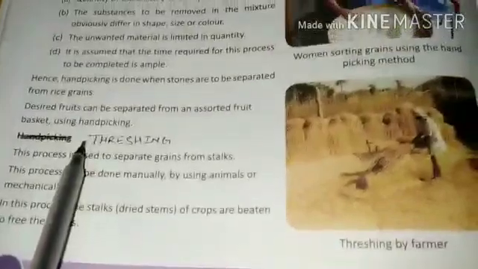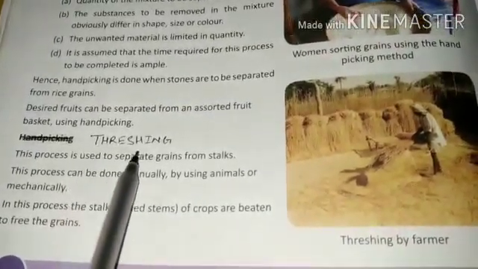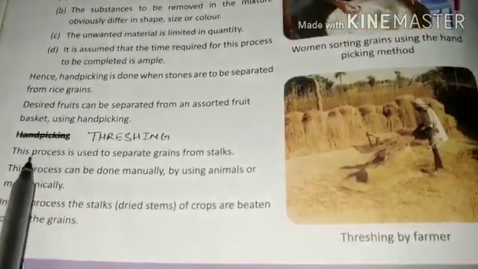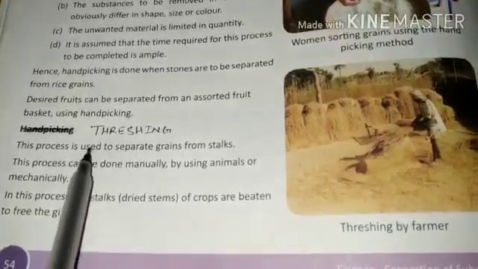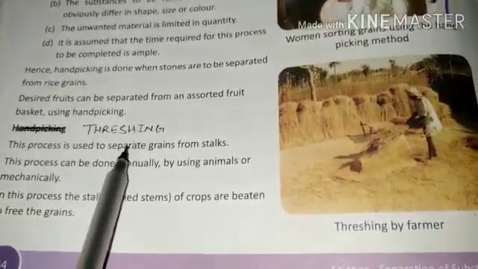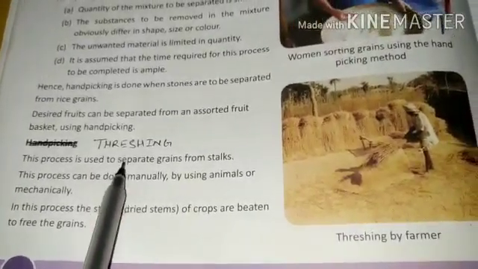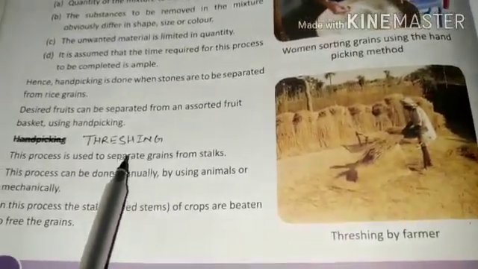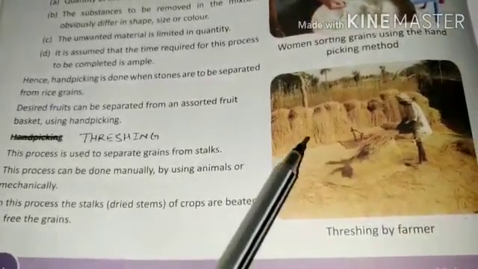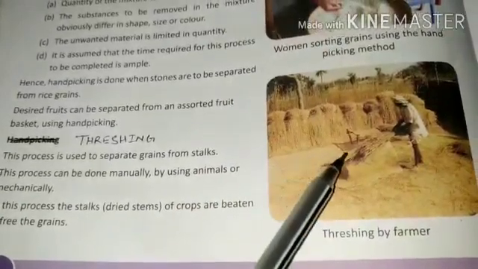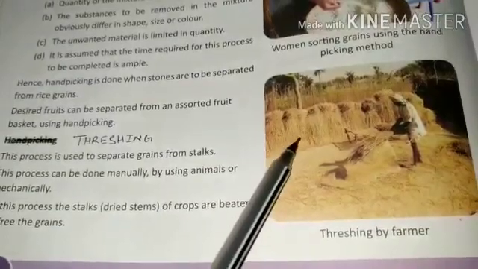The other process that we are going to discuss today is threshing. Threshing is a process which is done manually, like the process called hand picking. That means both these processes are done manually. Threshing is usually done by the farmers after the harvesting is done. After the harvesting of the crop, the farmer makes a bundle of the grains, which is shown in this picture.